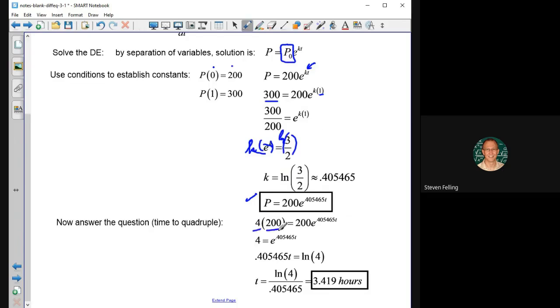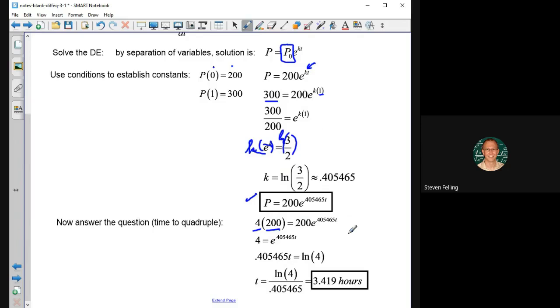So a quadrupling would be that the population is now 4 times the initial 200. If you divide both sides by 200, you get 4 here. And then you can again use a logarithm to solve for t, which turns out to be the natural log of 4 over 0.405465, which is 3.419 hours. So that's the basic idea.